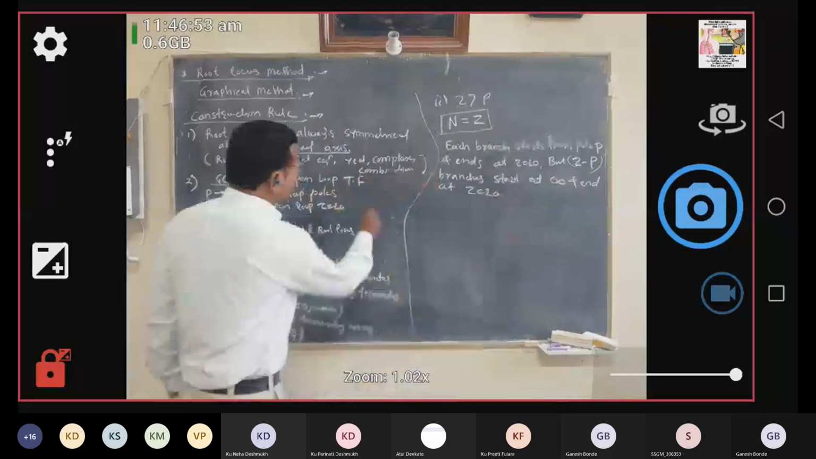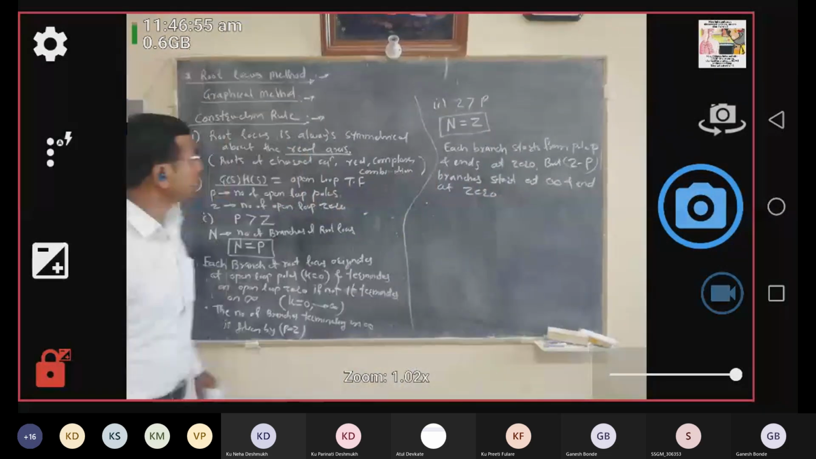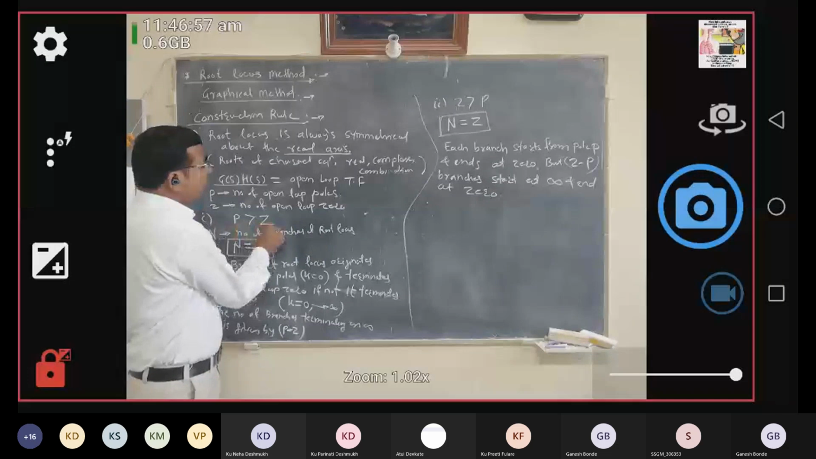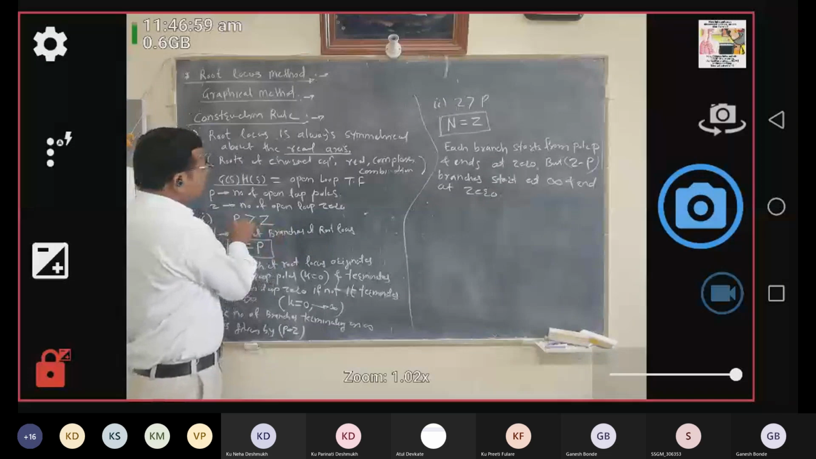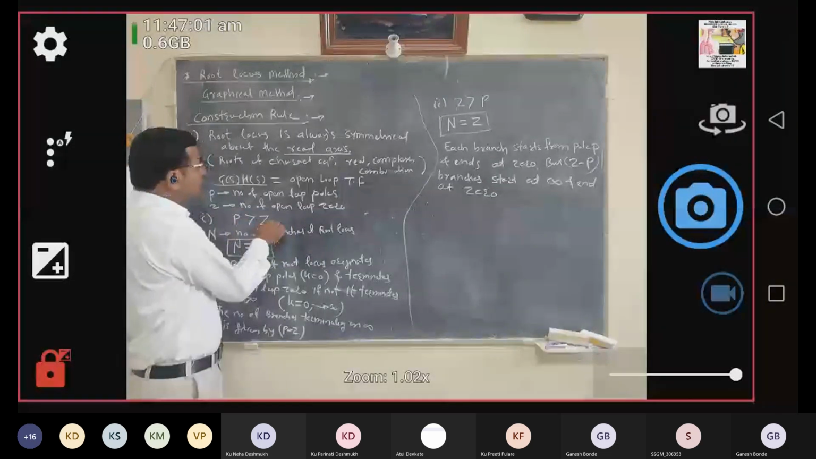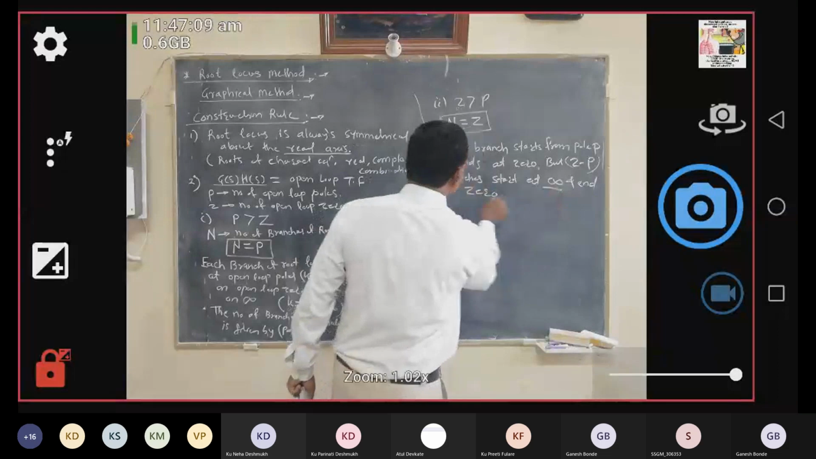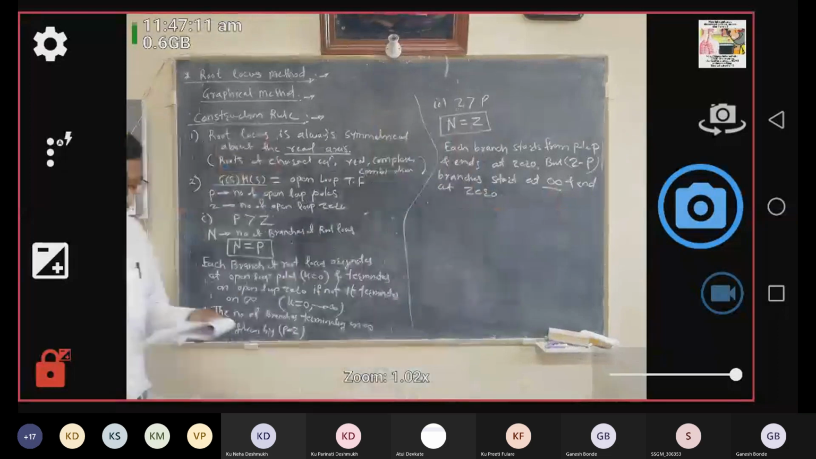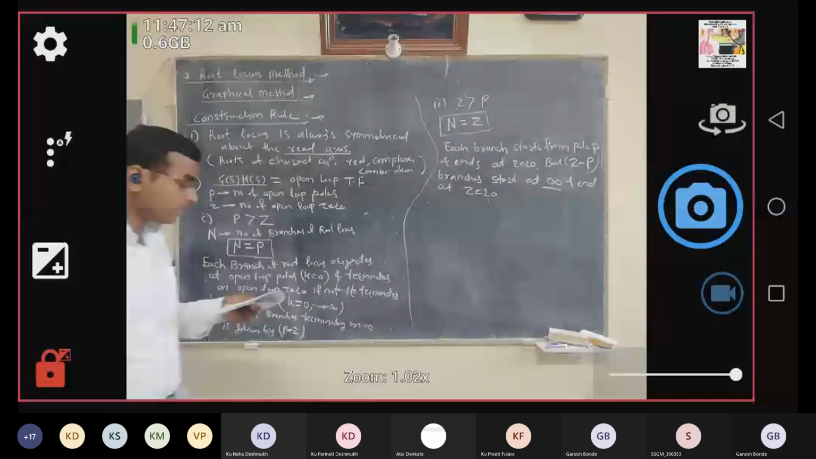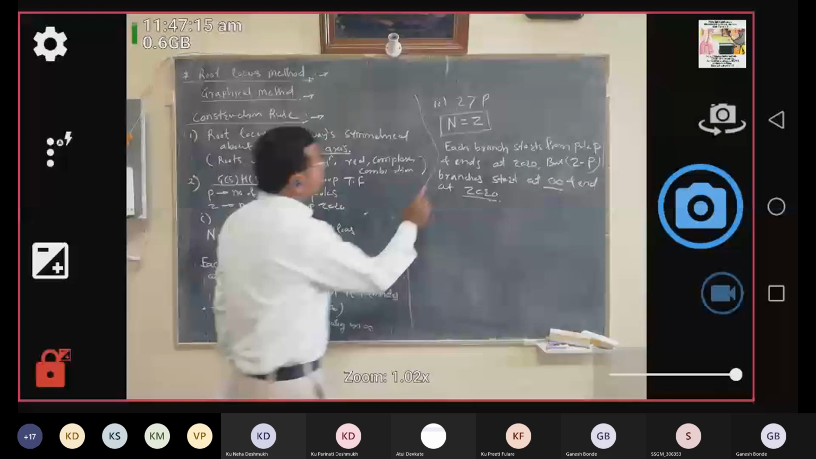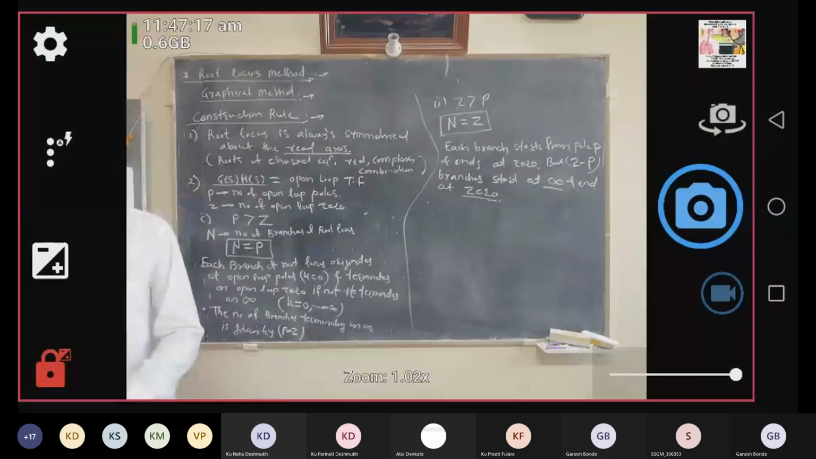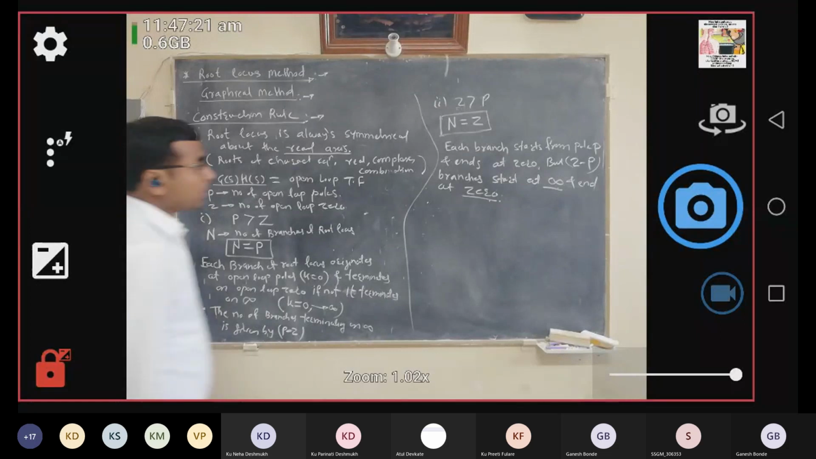So both are exactly opposite cases. When P is greater than Z, each branch originates at poles and terminates on zeros. If zeros are not present, then it may terminate on infinity. Here, as zeros are greater, branches originate at infinity and terminate on zeros. This is the difference between them. This is for Z greater than P. These cases are very rare.